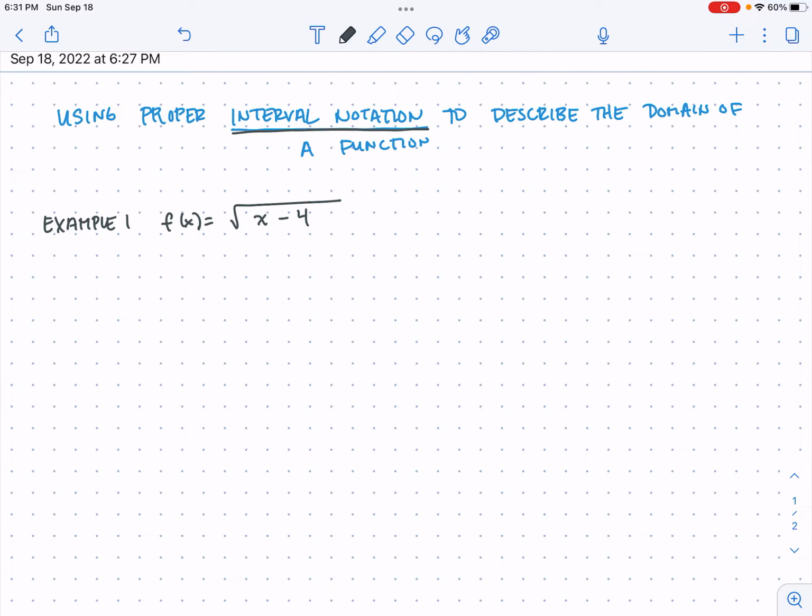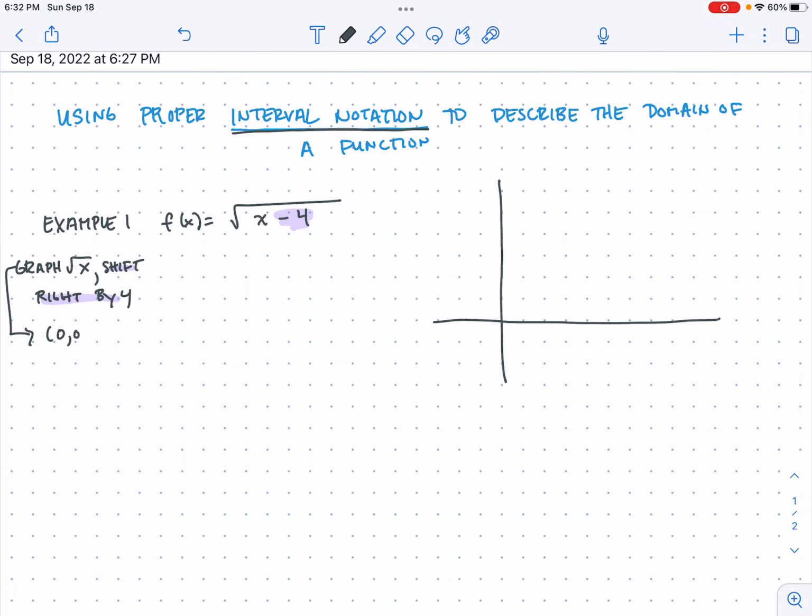Now, if we think about this from a graphical perspective, we know from the concept of transformations of graphs that this is the graph of the square root of x, and we're going to shift it right by 4. That shift right comes from subtracting 4 in here. Remember that the graph of the square root of x goes through the points (0, 0), (1, 1), (4, 2), and maybe we'll throw (9, 3) in there. So each of these is of the form x, square root of x.